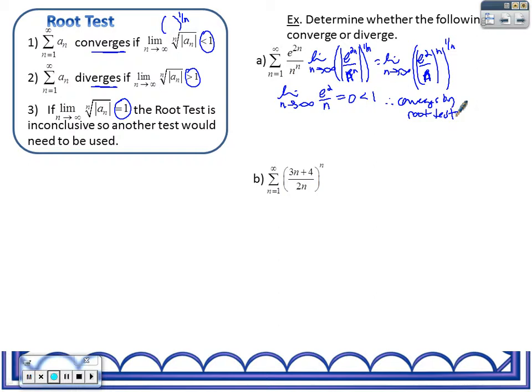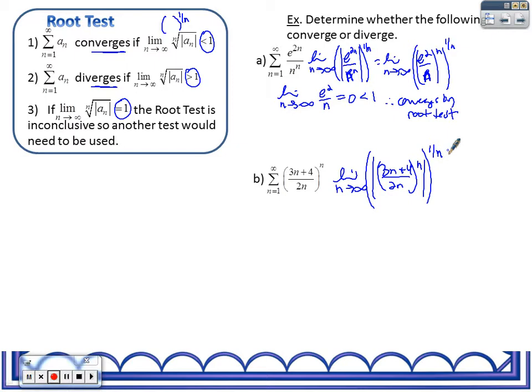Okay? Last one. Limit as n goes to infinity. We have 3n plus 4 over 2n raised to the n. You have to show it encased in absolute value, even if it's not negative. They want to see the actual test. And then raised to the 1 over n.